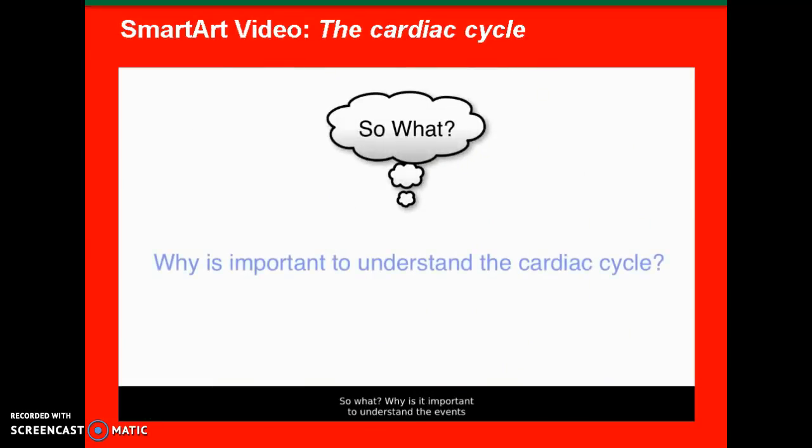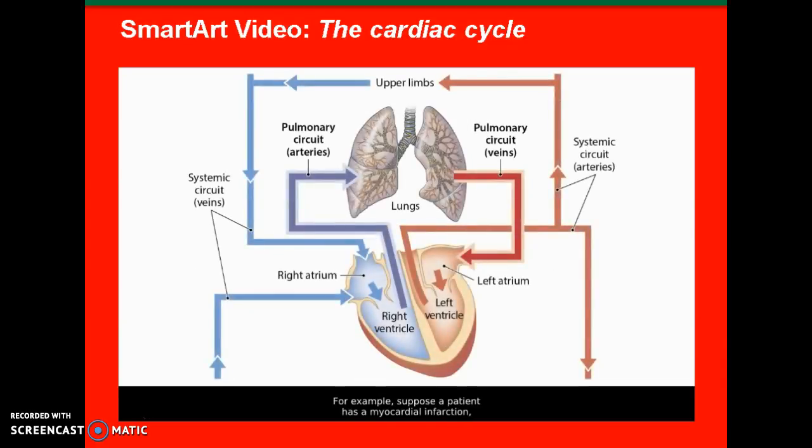So what? Why is it important to understand the events of a normal cardiac cycle? Well, this is crucial to understanding many serious heart conditions. For example, suppose a patient has a myocardial infarction, also known as a heart attack, that has seriously weakened the left ventricle. Left ventricular ejection will decrease, blood flow will back up between the left and right sides of the heart, resulting in congestion in the lung. The resulting respiratory complications can be life-threatening.